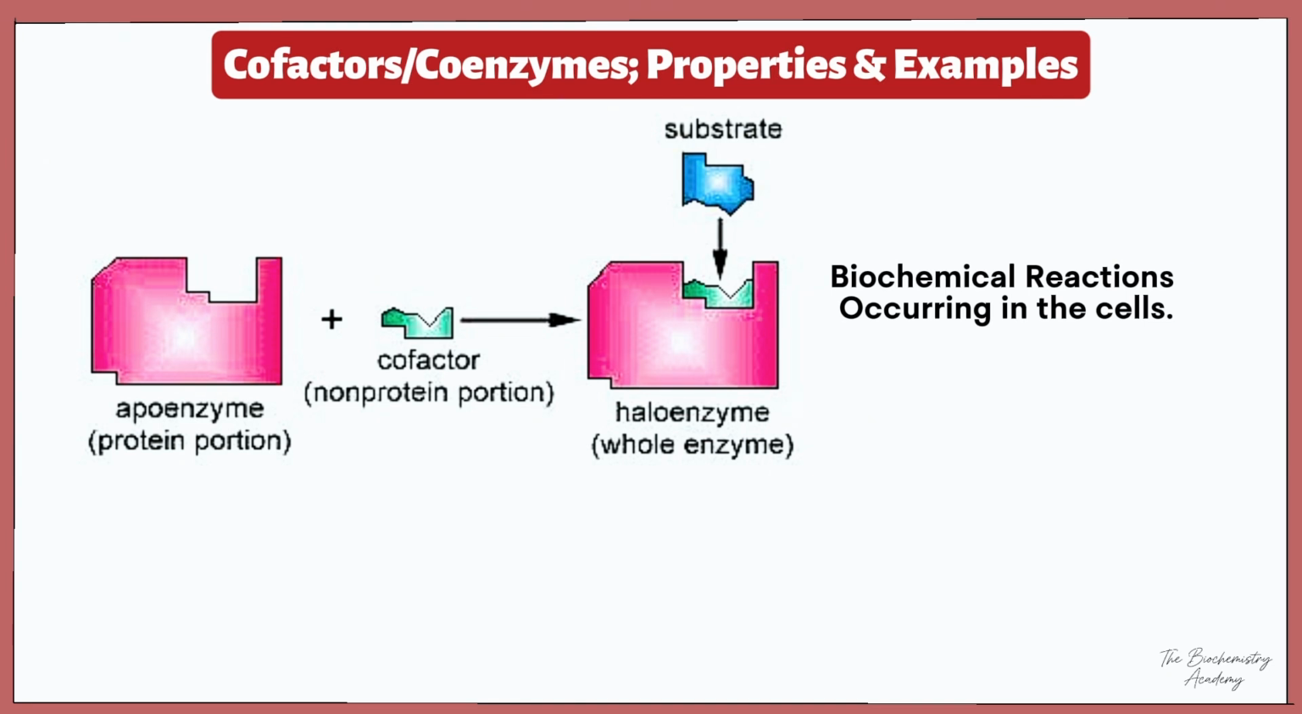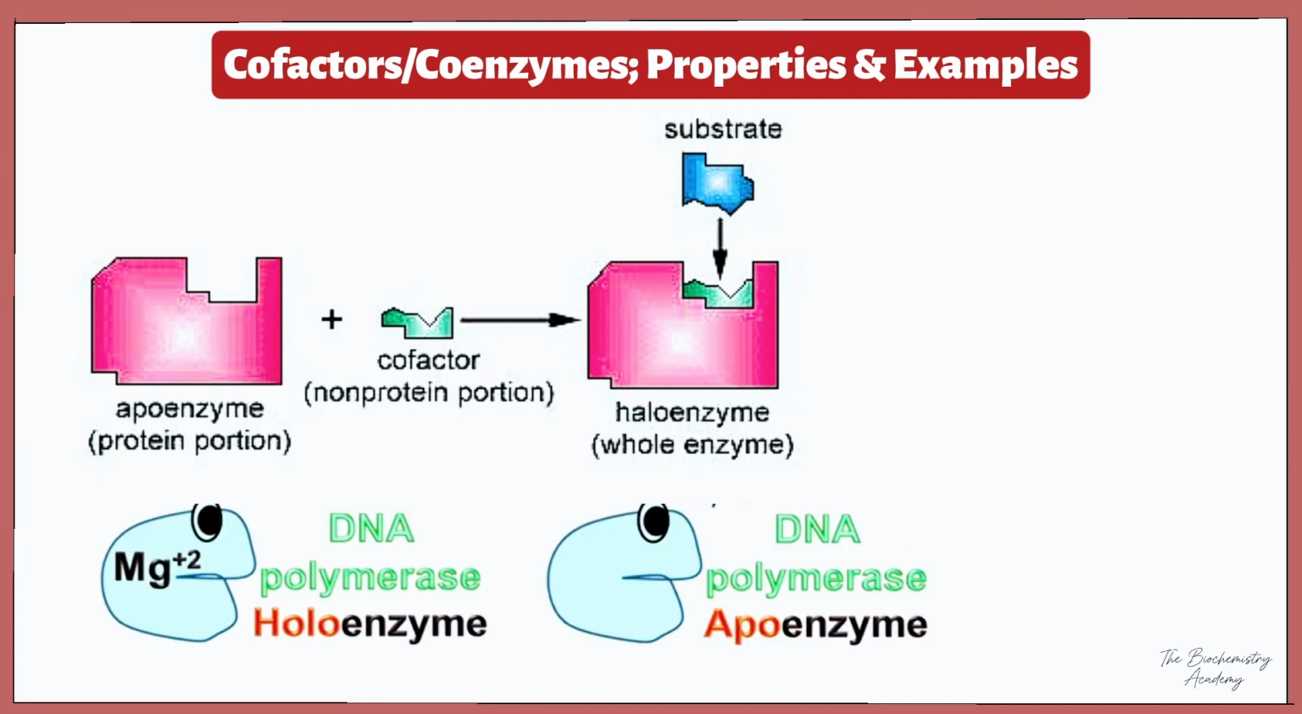Let's give an example to understand this, and let's use the enzyme DNA polymerase. Now, the DNA polymerase needs an ion, which is a magnesium ion, to carry out its function. So the DNA polymerase with the magnesium ion is called a holoenzyme, while the DNA polymerase without the magnesium ion is called an apoenzyme. It is the same with RNA polymerase that needs its sigma factor for its function.